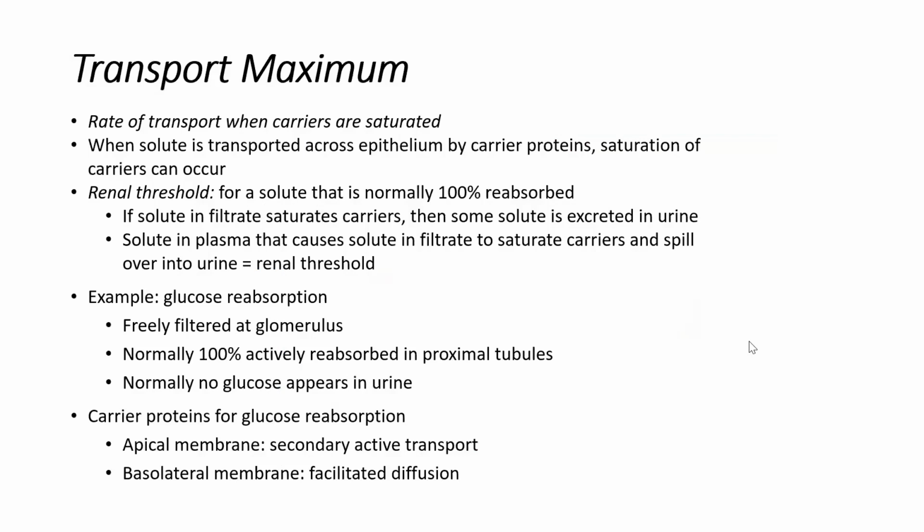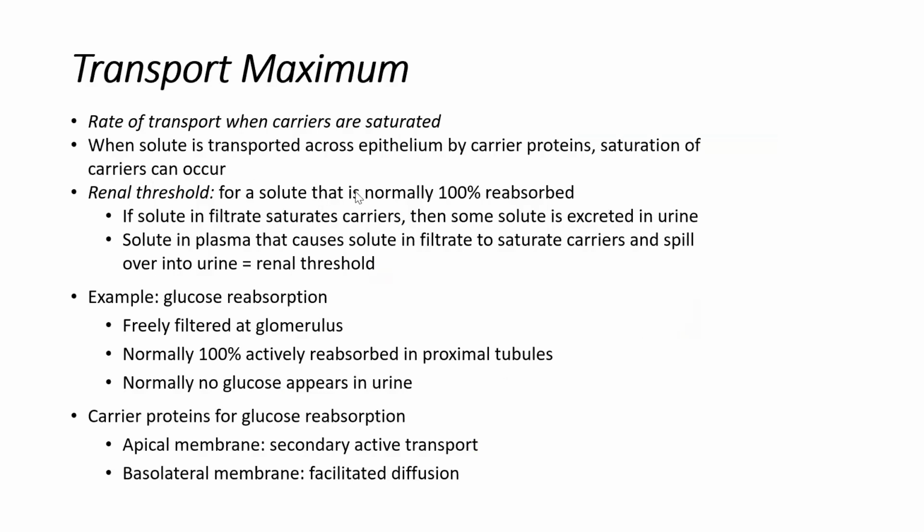Okay, and that is why we see diabetics have glucose in their urine, because they have so much glucose in their plasma. It's being freely filtered, but it's being reabsorbed at a rate that completely saturates those carriers, and so they're no longer able to reabsorb any more of that glucose, and then it's spilled into the urine inappropriately.